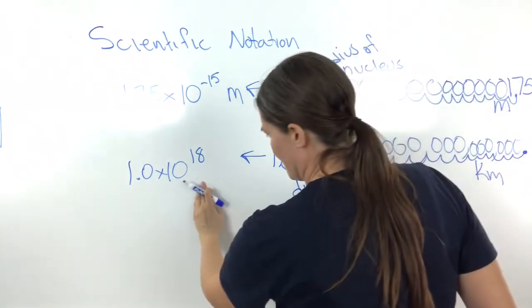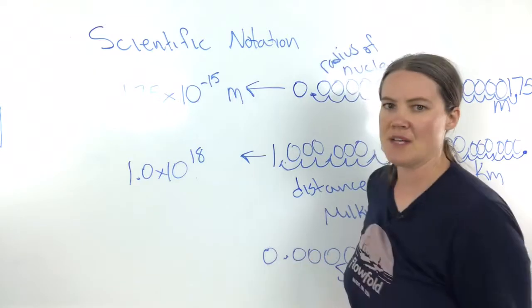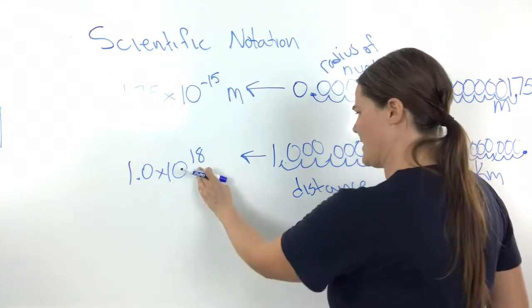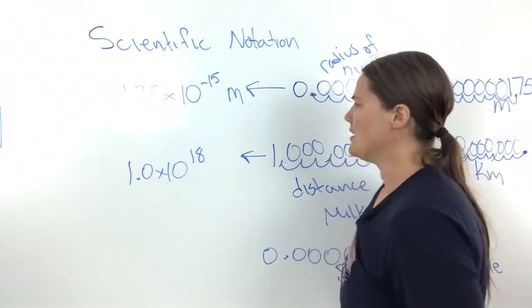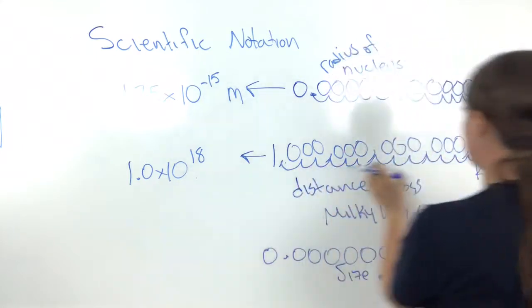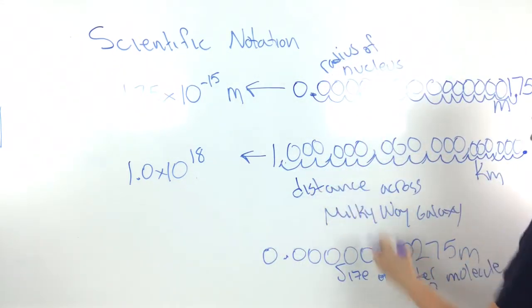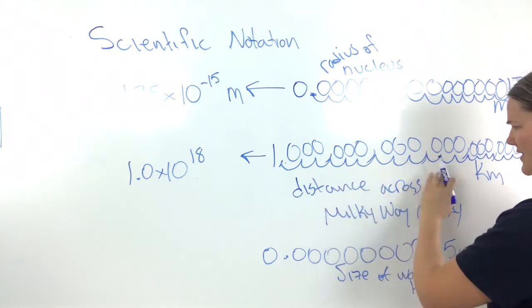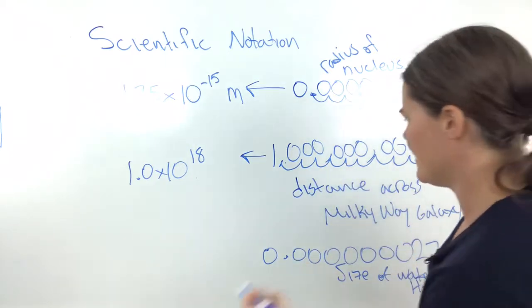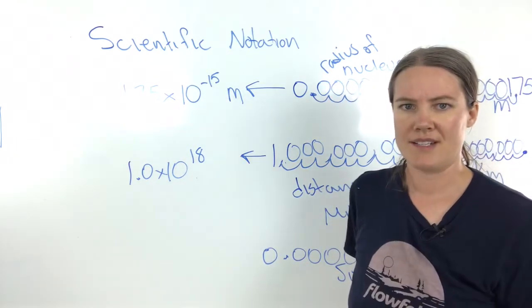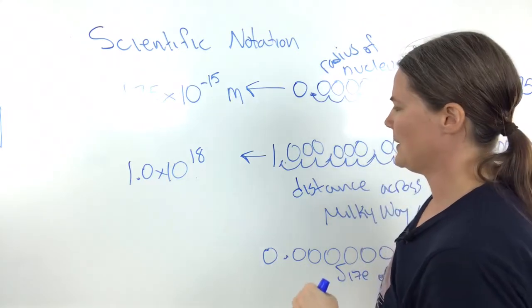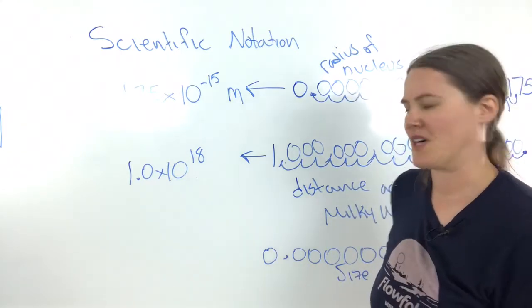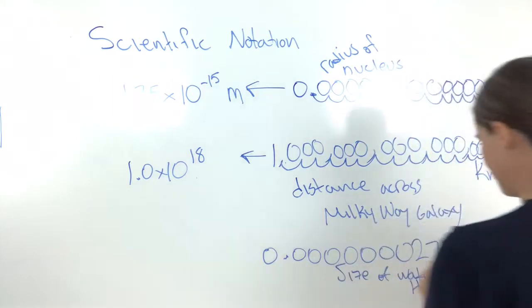And this makes sense because this is 10 to the 18th power. So that's going to be a pretty large number, and this is a very large number here. So that's one way to check to see if you are using the right exponent as far as positive or negative. So let's do this one now.